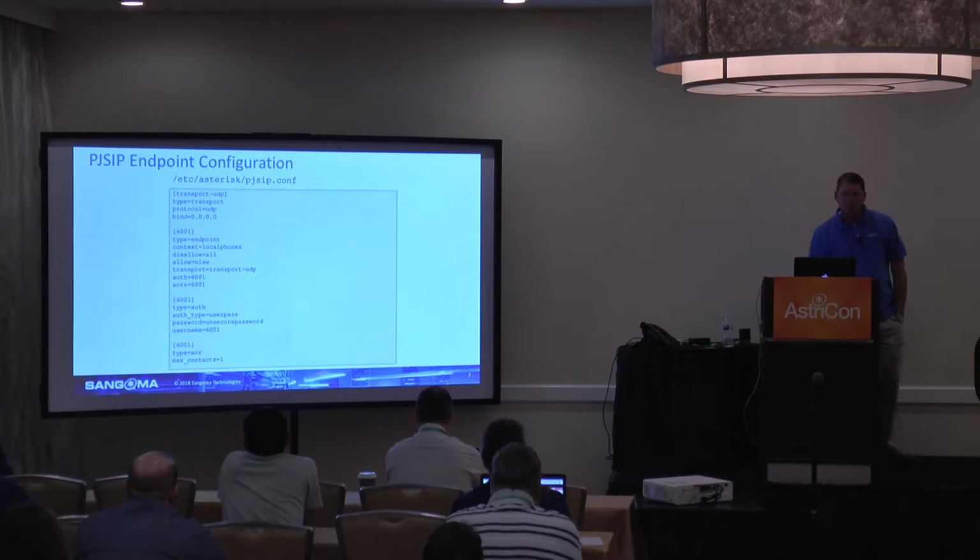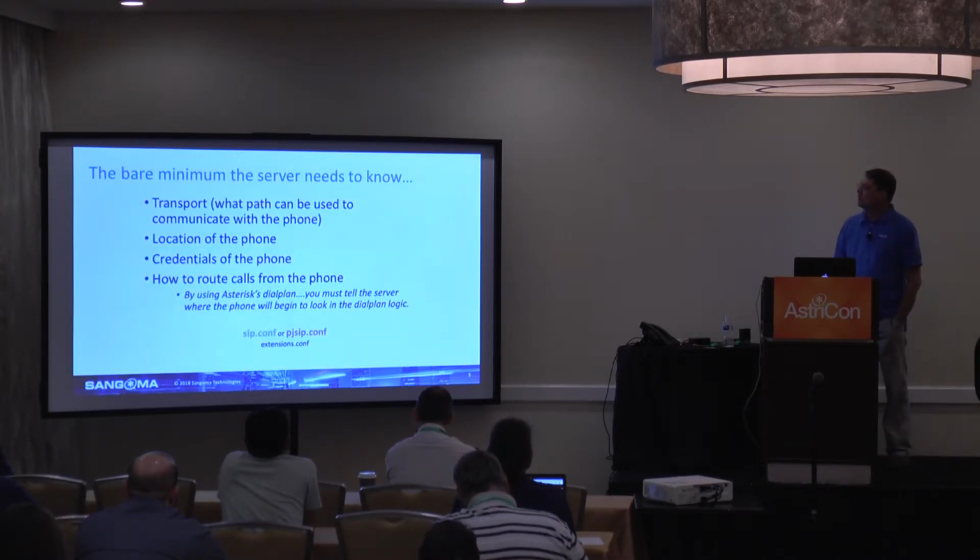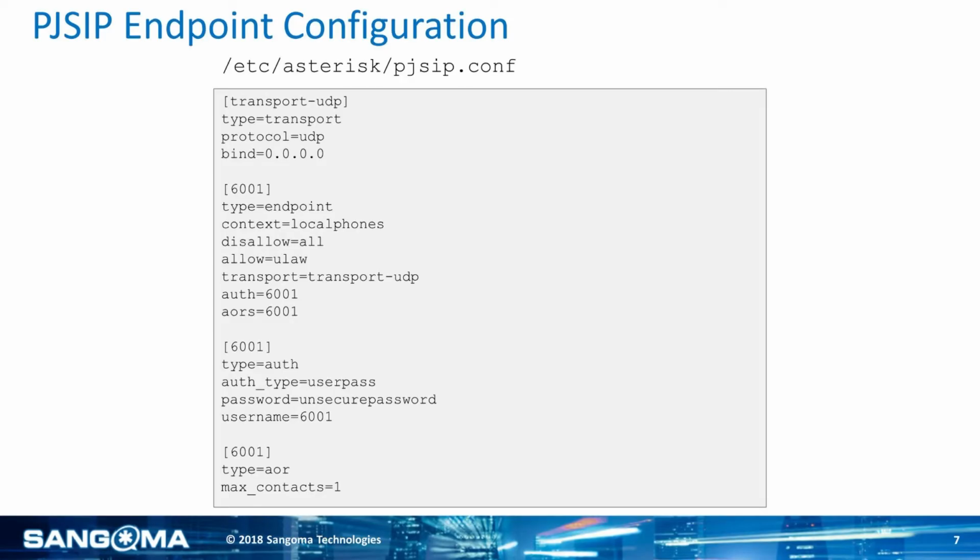So how do we configure an endpoint in PJSIP? Well, the first thing we needed was the transport. So we have a transport up at the top. We're saying transport, use protocol UDP and bind it to 0.0.0.0, in other words, listen on every interface for it. Note the type of this little section is transport. There are different types of sections within the PJSIP file, which makes it a little different than other configuration files within Asterisk.